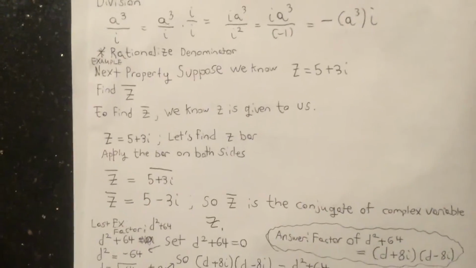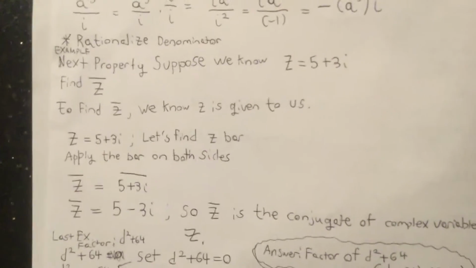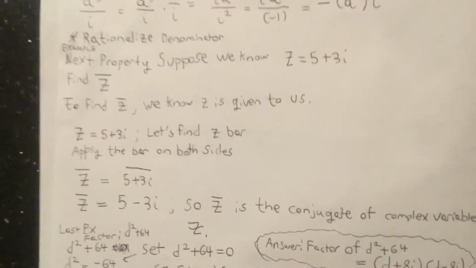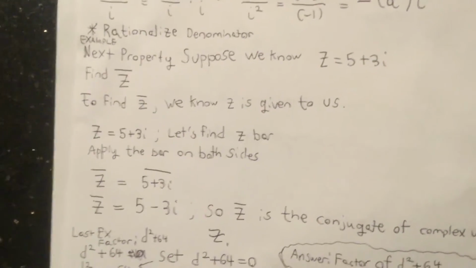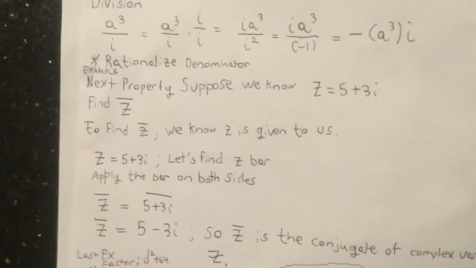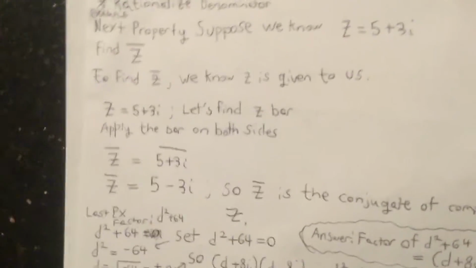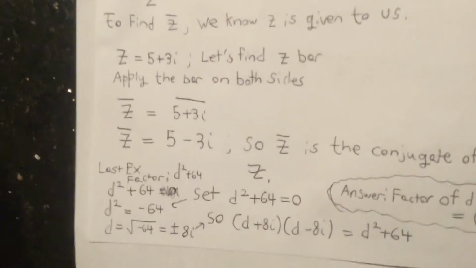Next property is, let's suppose we know what z equals. Now, we need to find this fancy little notation symbol known as z bar. To find z bar, we know what z is given to and represented as already. So here, let's go back to z. We need to find z bar, so we apply the bar on both sides.